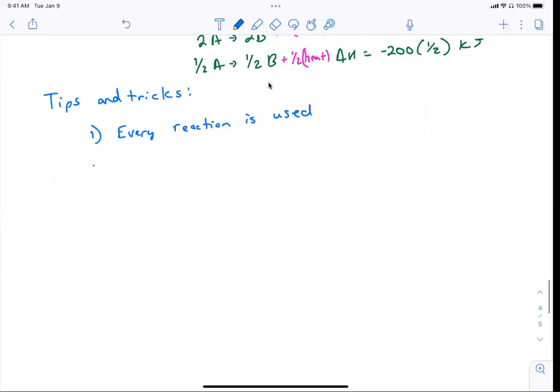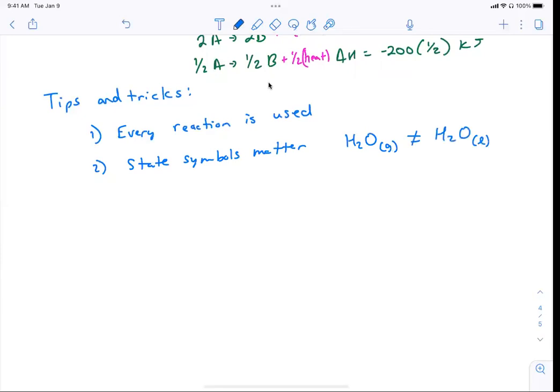But two, state symbols matter. You can't cancel out a solid substance with a liquid substance. It has to be the same state of matter. I don't think that's a huge thing in IB, but I've seen that sometimes they do a phase change as one of the reactions. So I guess it is possible. Like you might have to change liquid water to gaseous water. H2O gas is not the same as liquid, so you can't cancel those out.